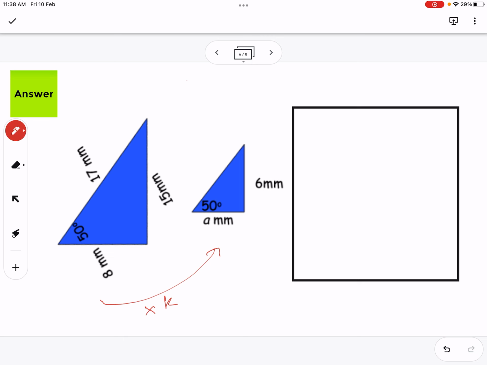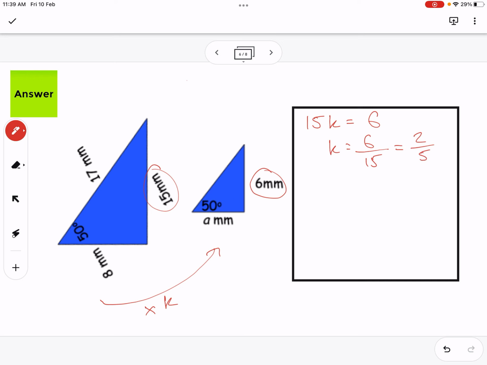So what happened? The information I know about is these two here. So I know that the 15 must have been multiplied by a number to give 6. So 15 times K, the scale factor, gave me 6. What's K equal to? 6 over 15. And that simplifies, doesn't it? 3 can divide into the top and the bottom to give me 2 over 5, 2/5, or 0.4.